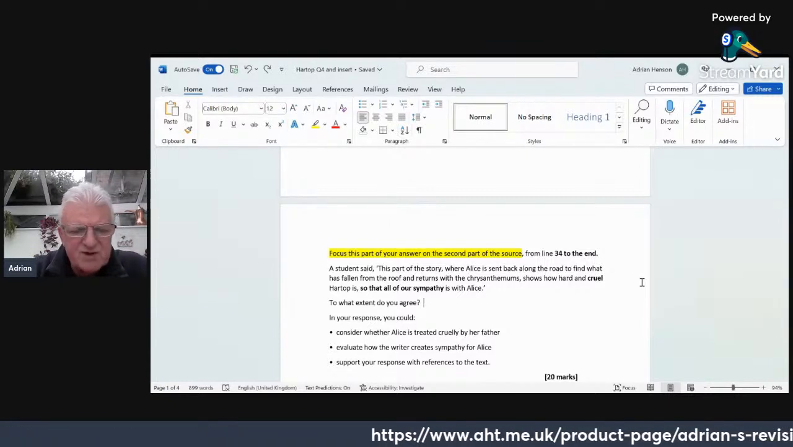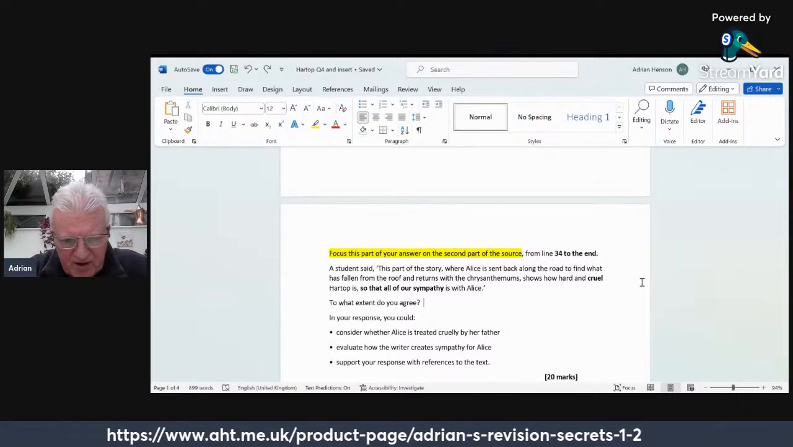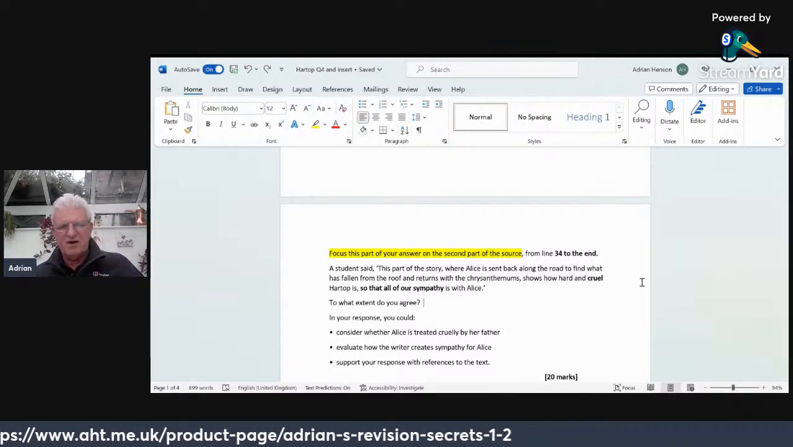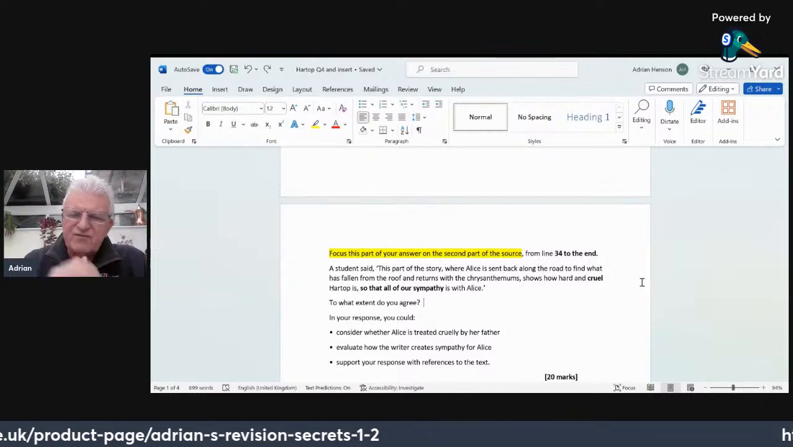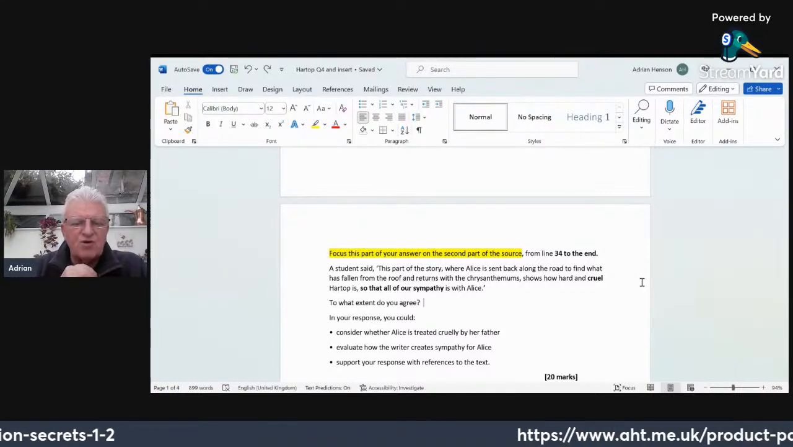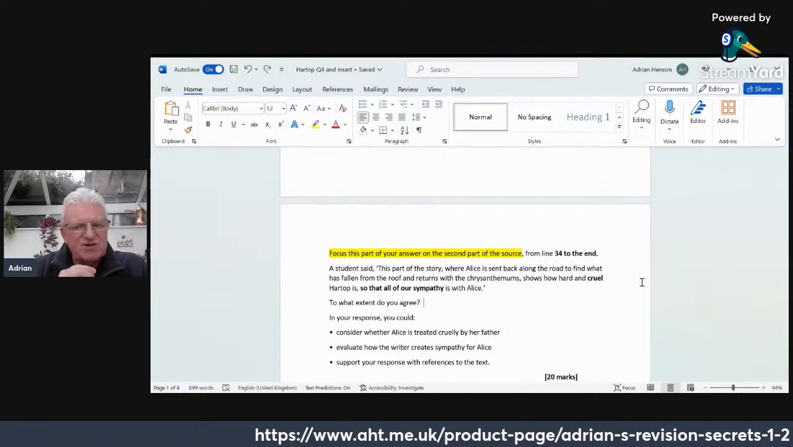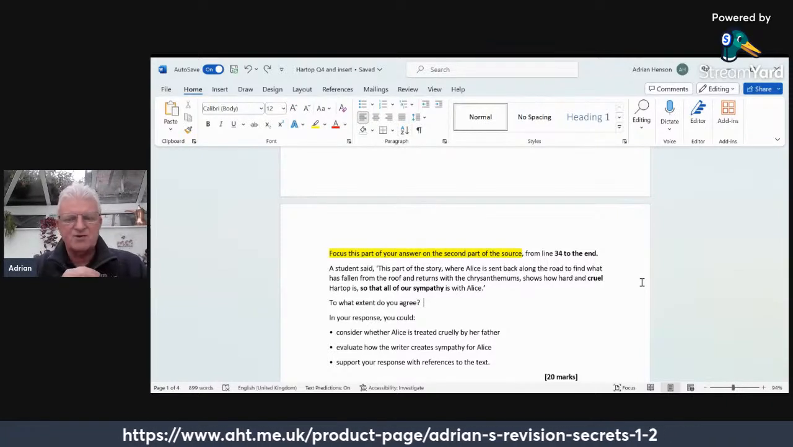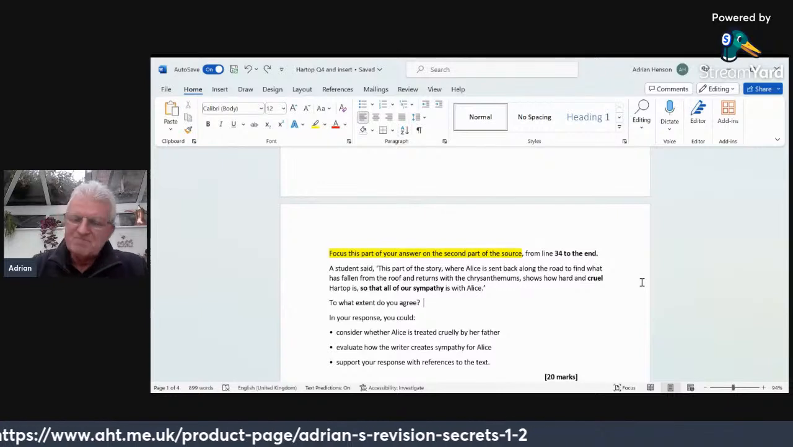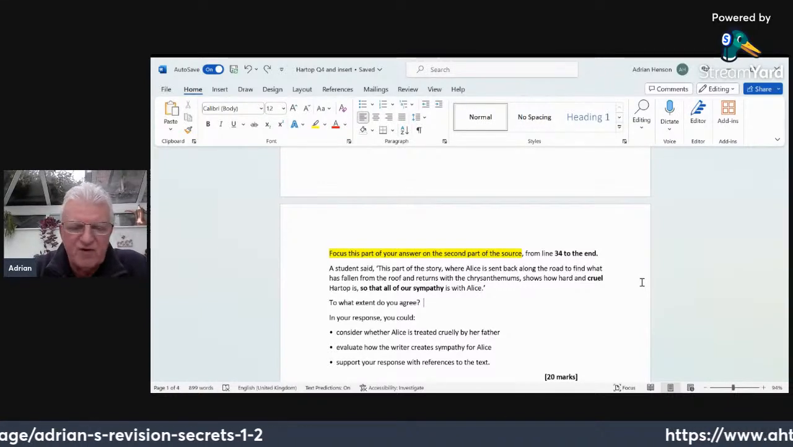Bullet point 1 says, consider whether Alice is treated cruelly by her father. Notice that in this part of the advice given, it's getting students to focus on the word cruel. Now, it didn't say that in the statement. It says shows how hard and cruel Hartop is. So there's a little clue that maybe that advice is good advice again.